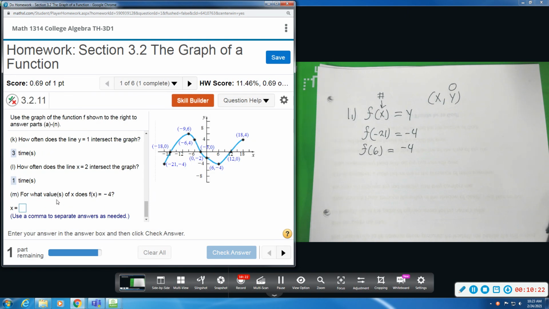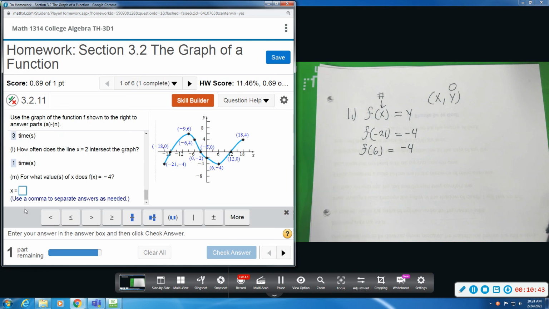All right, for what values of x, so we're looking for x value, does y equal -4? So our y value is -4, so here's -4. What are the values of x? So you got to look left and right. There's 2 of them. There's -21 as an x value, and then +6. So we say -21, 6.